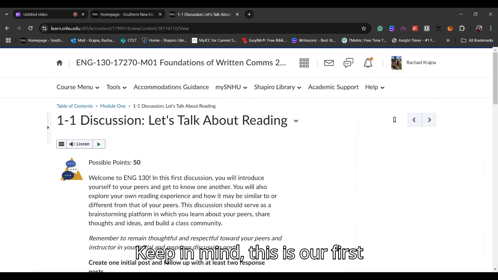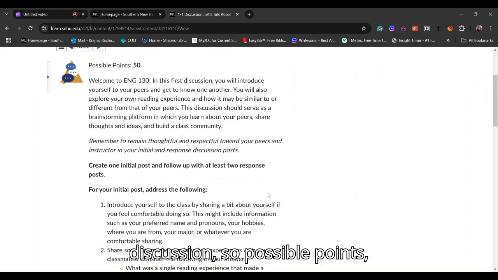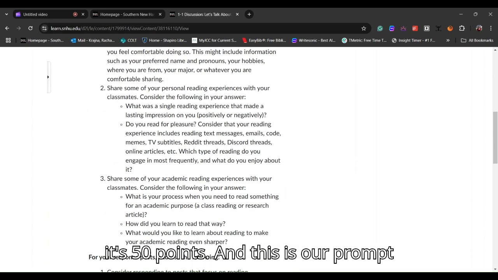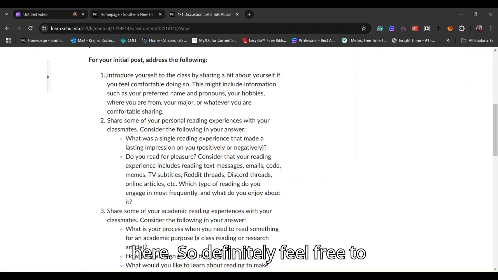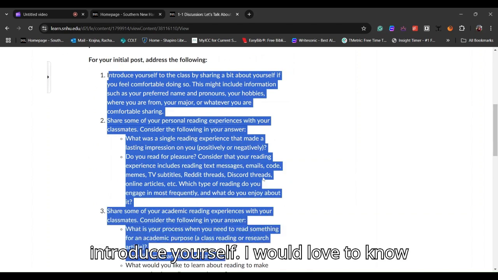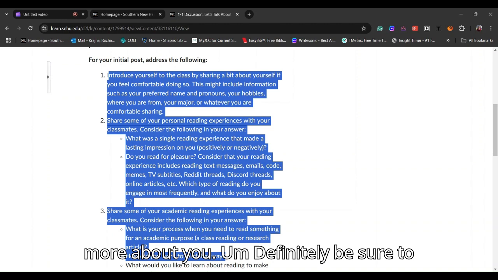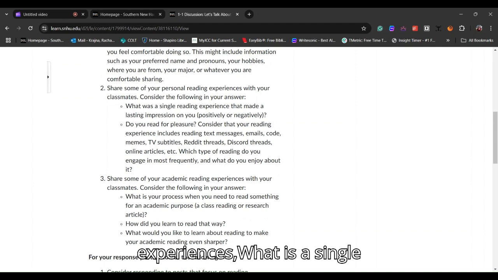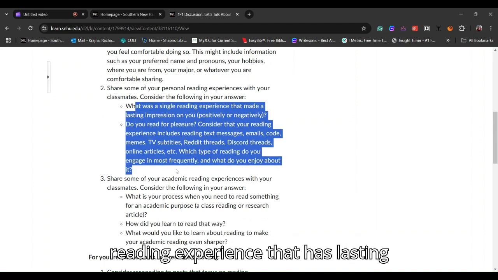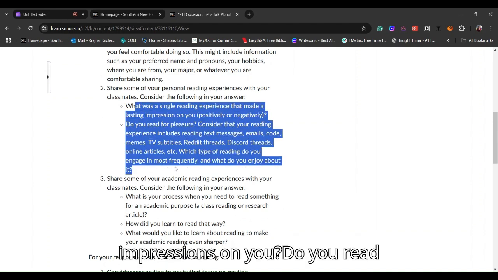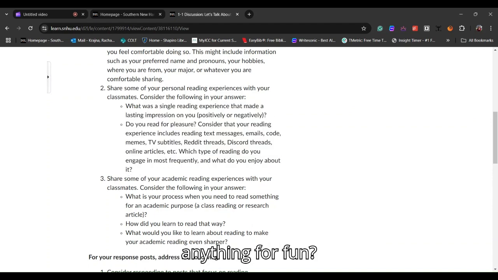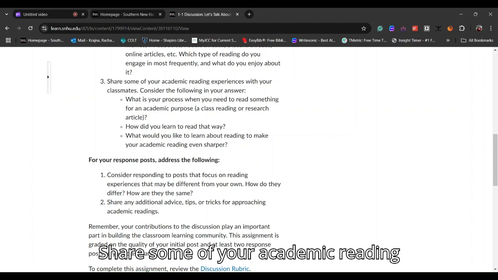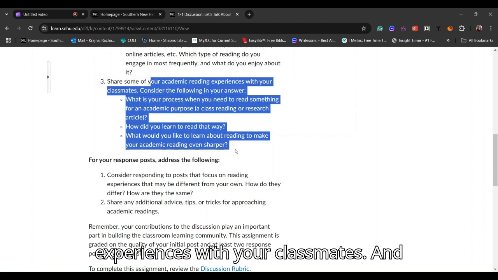Keep in mind, this is our first discussion, so possible points, it's 50 points. And this is our prompt here. So definitely feel free to introduce yourself. I would love to know more about you. Definitely be sure to share some of your personal reading experiences. What is a single reading experience that has lasting impressions on you? Do you read anything for fun? Share some of your academic reading experiences with your classmates.